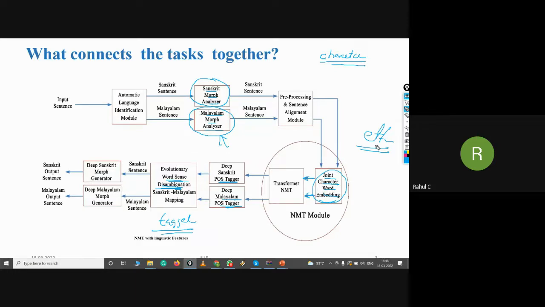Okay, and the translation efficiency we normally measure with the help of a score which is known as the BLEU score. This is calculated with the help of n-gram probabilities and so on. So if the BLEU score is around 40 plus, it is a good translation. Okay, that we'll discuss.